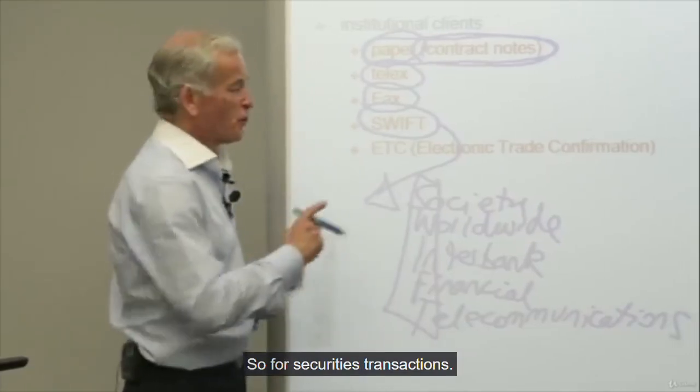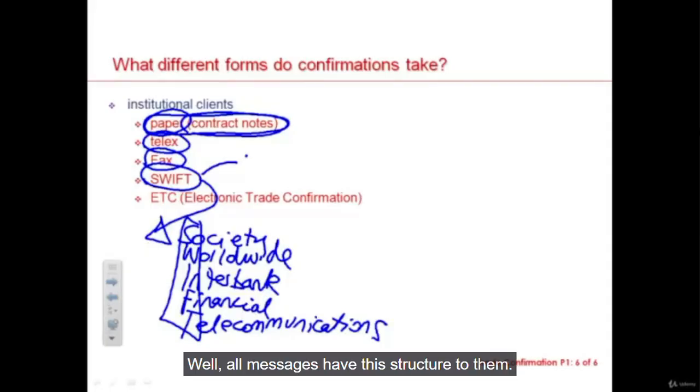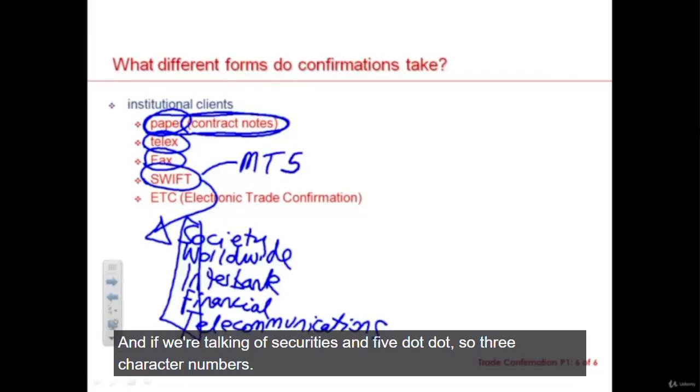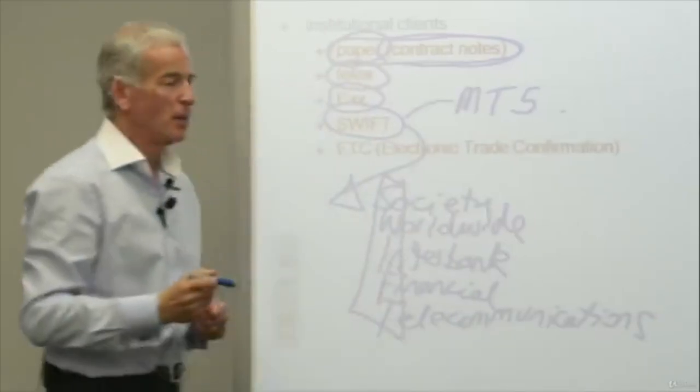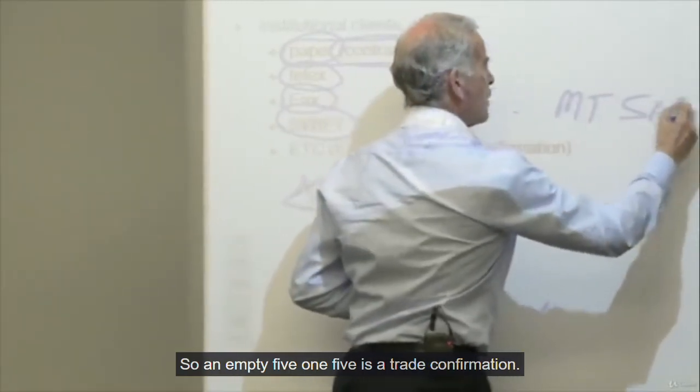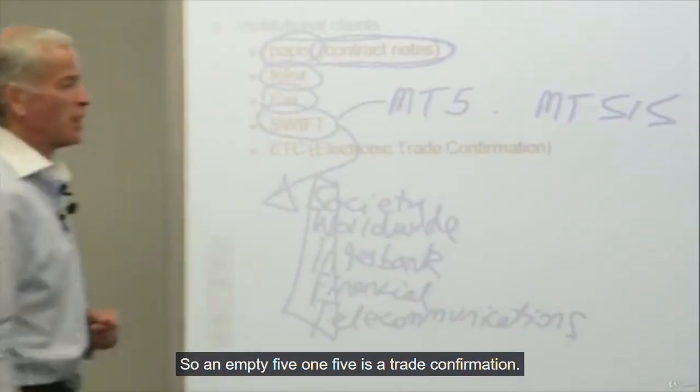So for securities transactions, well, all messages have this structure to them. MT means message type, and if we're talking of securities, MT5... so 3 character numbers. So an MT515 is a trade confirmation.